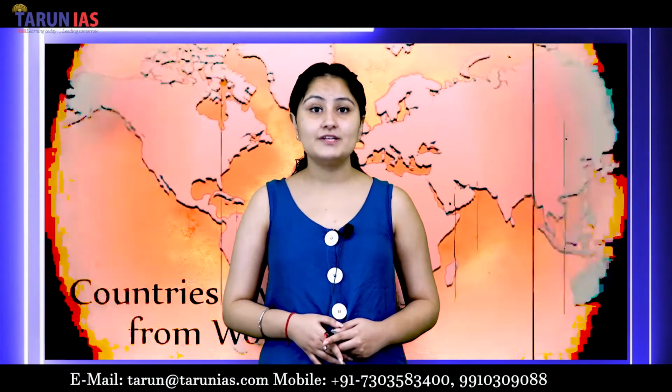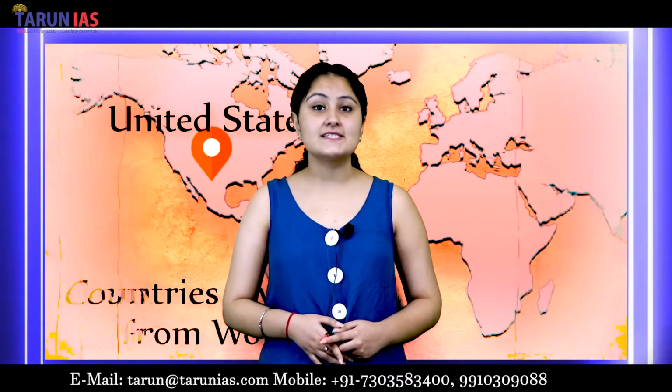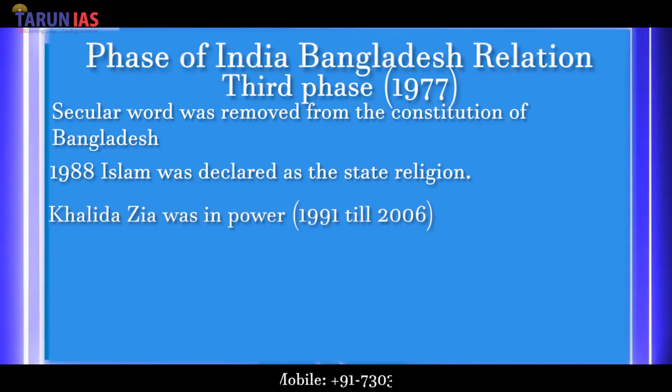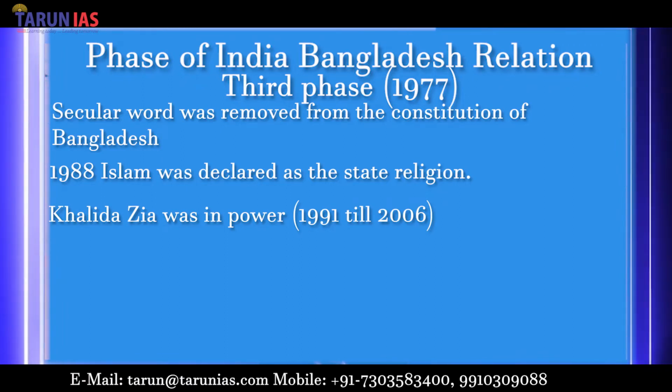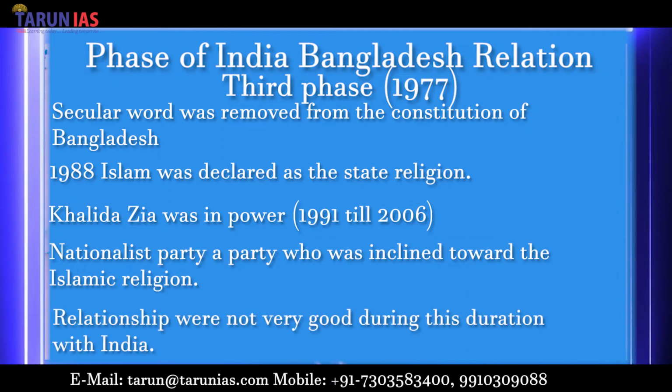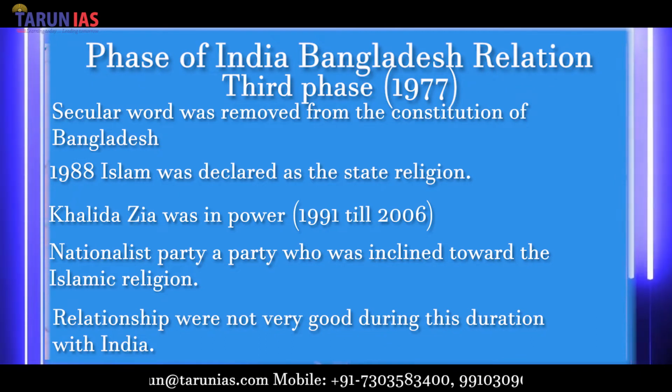And during this period of 1975 onwards till 1990, we saw that there was a lot of political instability in the country, including military rule. Then in 1990 onwards, democracy was again established, or we can call it the advent of Bangladesh. Although democracy was established earlier also, Khaleda Zia was in power from 1991 till 2006. So even though democracy was restored, Khaleda Zia was in power from the Bangladesh Nationalist Party, a party which was always inclined towards the Islamic religion. So you see, there's nothing called secularism at that point.